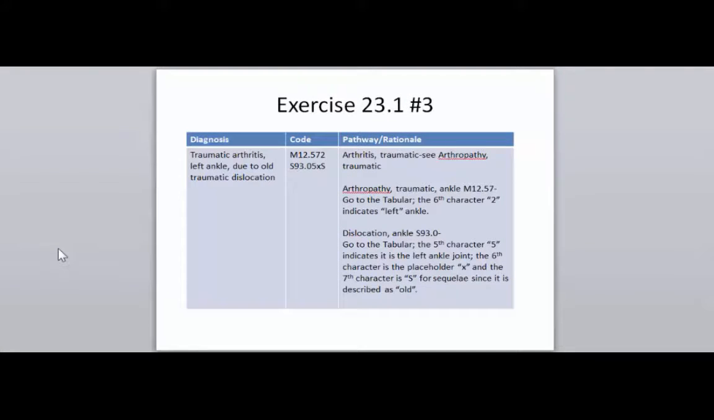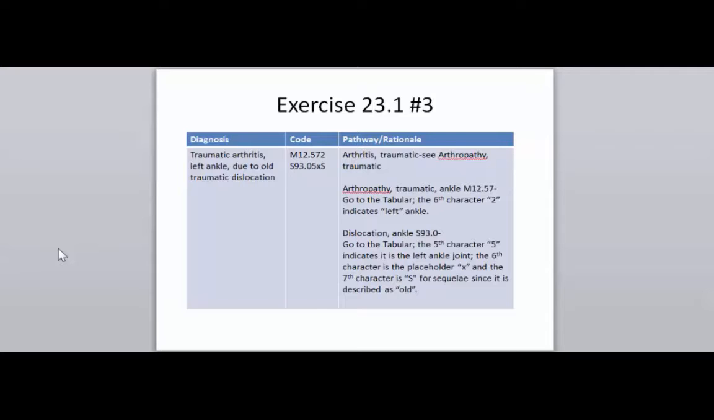Exercise 23.1, number 3, is traumatic arthritis due to an old traumatic dislocation. Now, if you look at arthropathy, traumatic, ankle, you get an M code. We know this is an old injury, so an M code is correct. And there is your pathway.